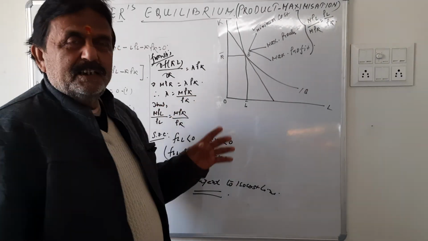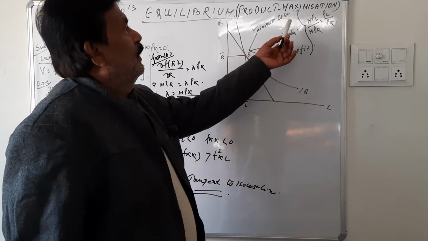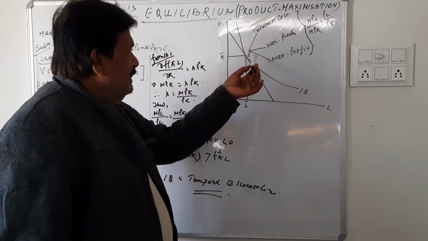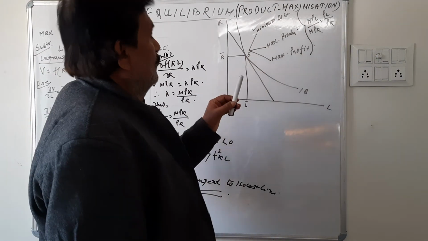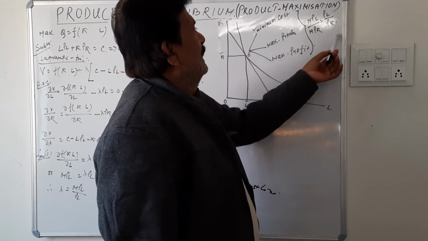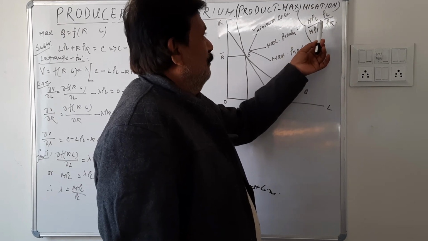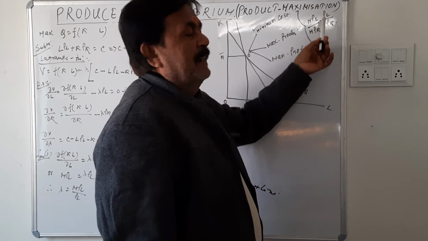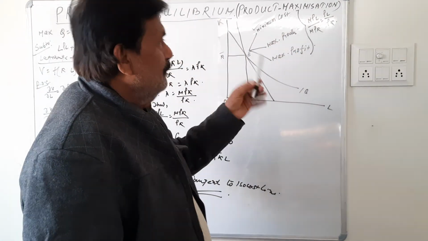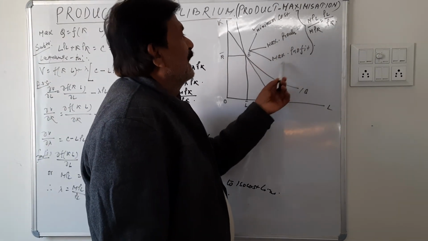In the last class, I had explained producer's equilibrium through minimization of cost. There we had seen what conditions are fulfilled at this point E, and at this point, this is the equilibrium condition: the ratio of marginal productivities of the two factors must equate the price ratios of the two factors. The same conclusion would be drawn if we maximize the production or maximize the profit.